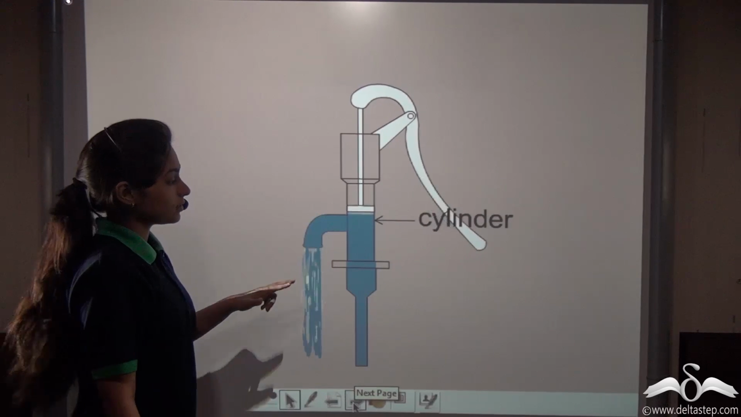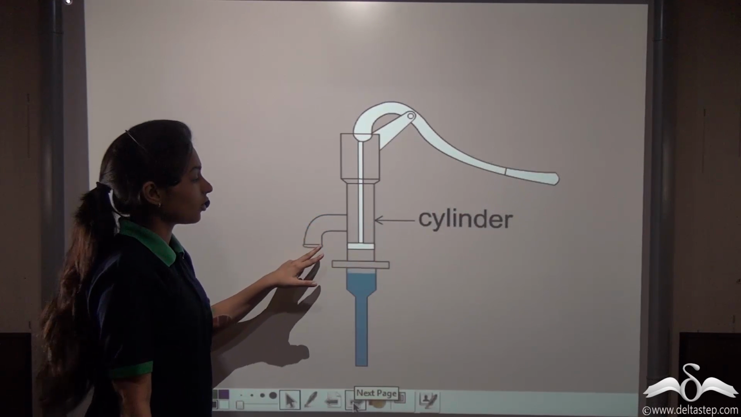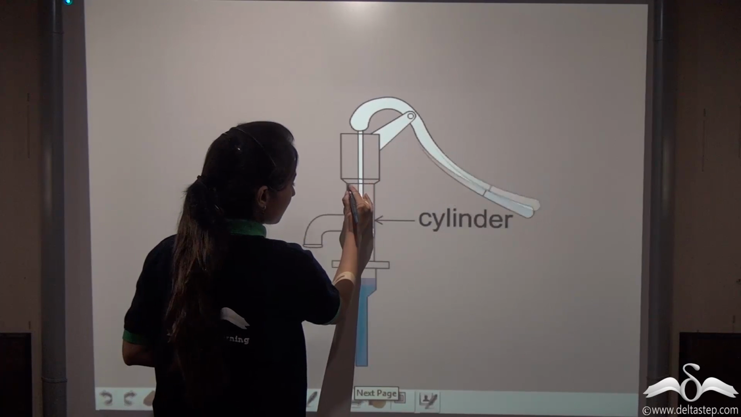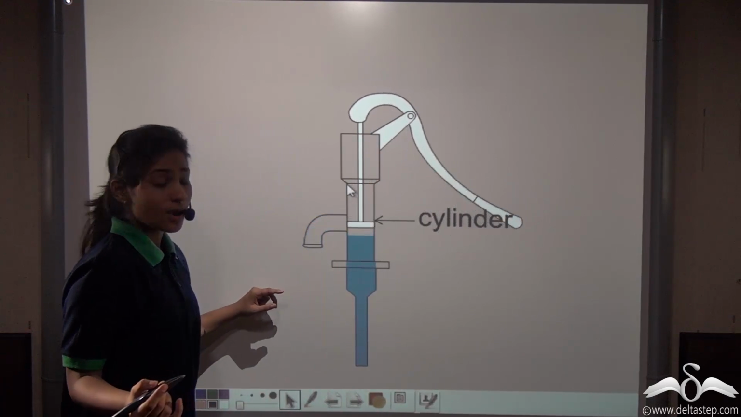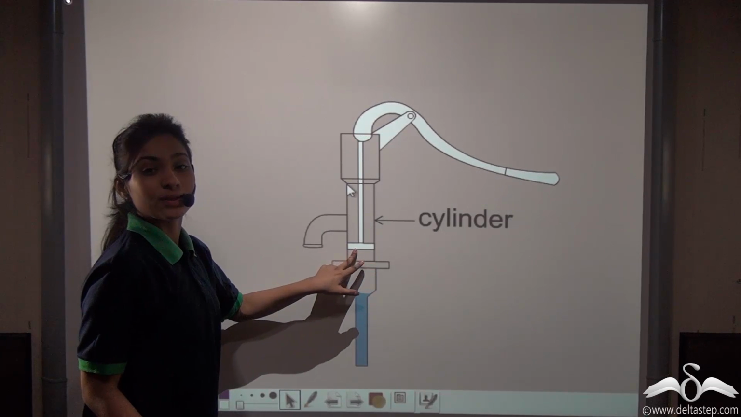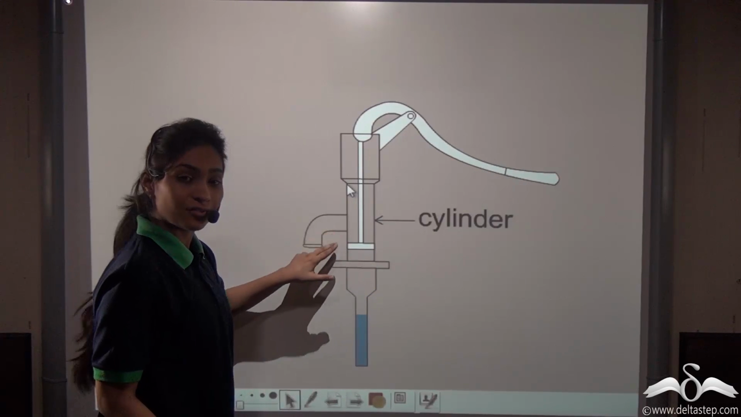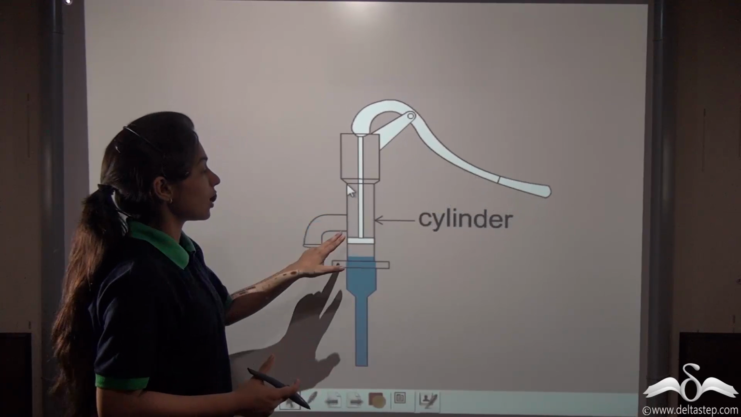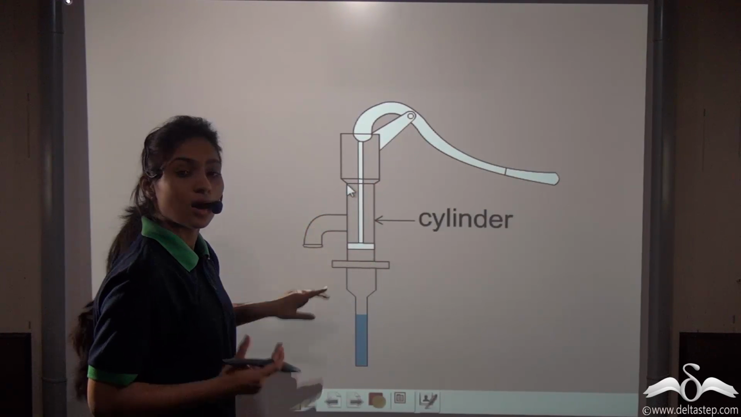Not only these bangles, but have you ever seen the functioning of this hand pump? It is actually a cylinder here. You can see this part is a cylinder. But then it is hollow from inside so that water can flow in and flow out. This cylinder is kept hollow for this reason. So that is why this cylinder used over here is a hollow cylinder.